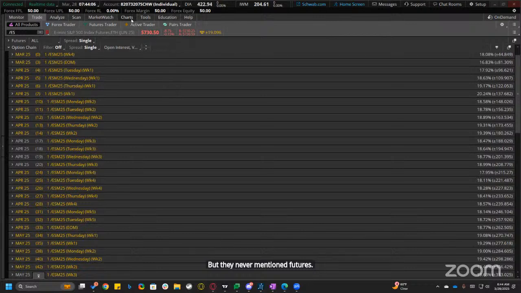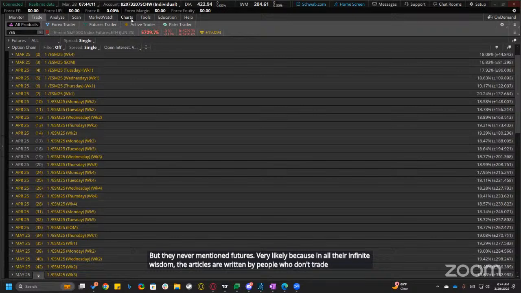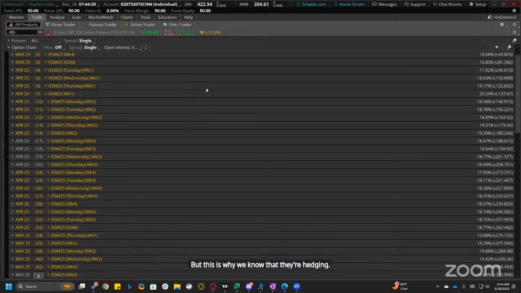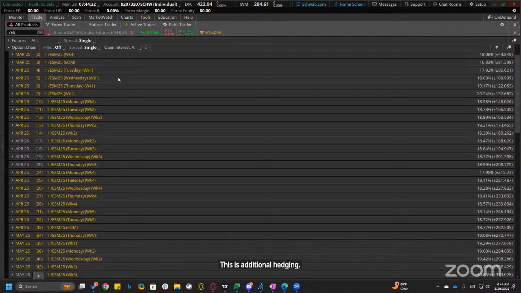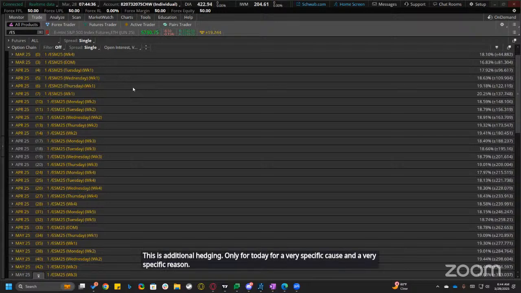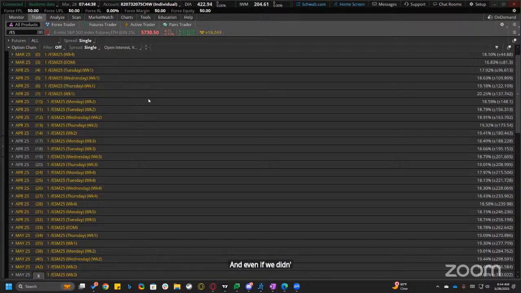Very likely because in all their infinite wisdom, the articles are written by people who don't trade and never thought to consider the fact that futures also have options. But this is why we know that they're hedging, right? It's why it's not my opinion. I'm not guessing. And of course, they always hedge. Hedging is just a part of doing business. They are always hedged. This is additional hedging, only for today, for a very specific cause and a very specific reason. And even if we didn't know what the cause or the reason was, we can spot it.